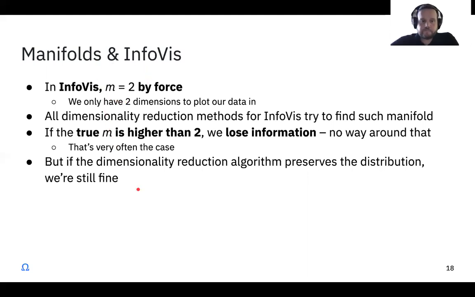But if the dimensionality reduction algorithm preserves the distribution, so the useful information that we're trying to keep, such as the rainbow pattern on the Swiss roll data set, then we're still fine, basically. So it's a bit wonky. We don't have exact preservation of all the information, but we can still do fine. We're going to see in the examples coming up.